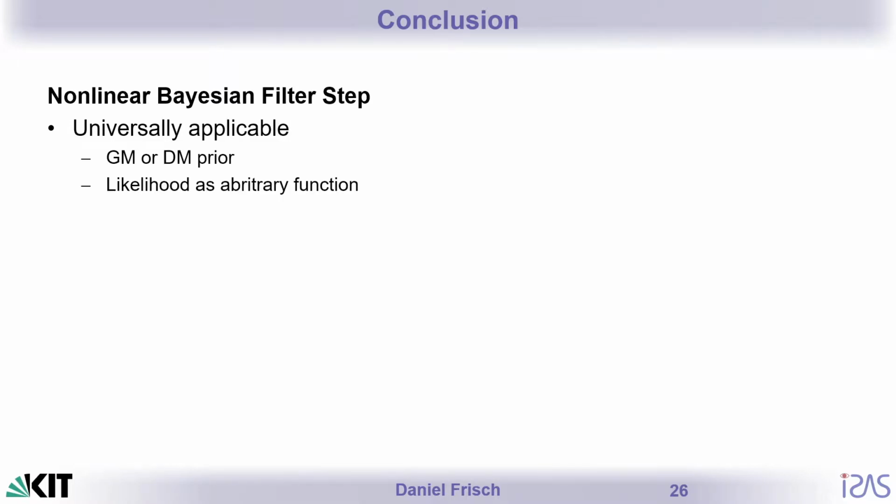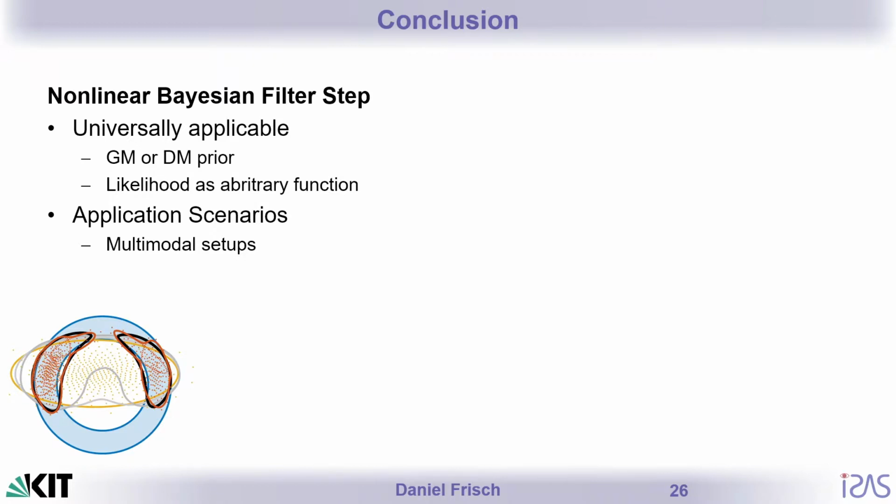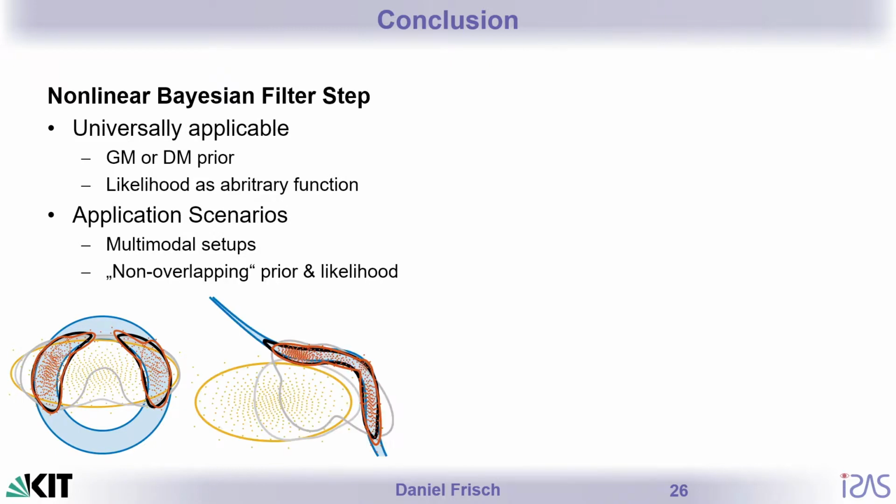We come to the conclusion now. We presented a novel algorithm for nonlinear Bayesian filtering, the update step, and it's pretty universally applicable as it can handle Gaussian mixture priors or Dirac mixture priors as well, and the likelihood function can be given as an arbitrary numeric function handle. Application scenarios include multimodal setups, where a normal Gaussian estimator is not adequate anymore, and also cases of non-overlapping prior and likelihood, where I otherwise would need a huge amount of samples.